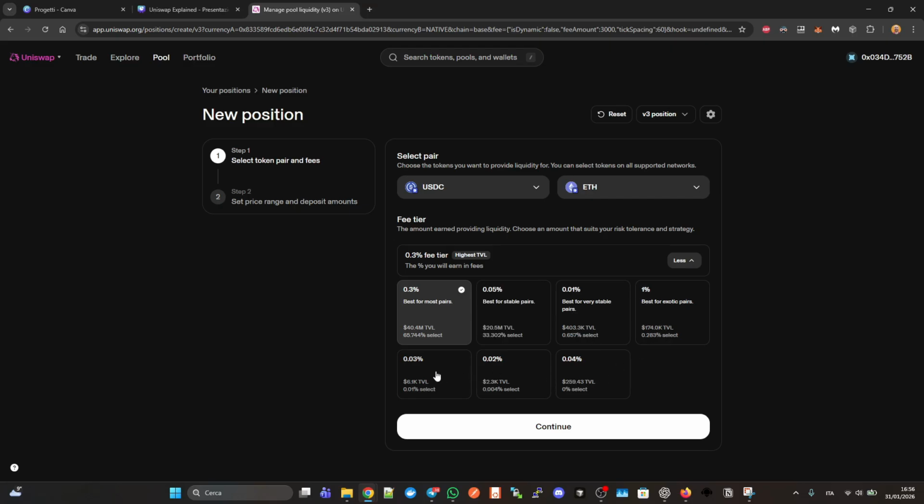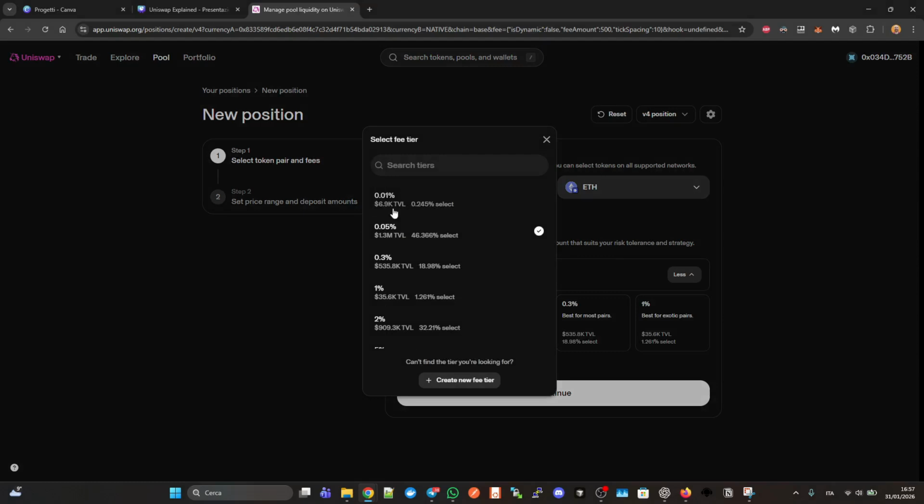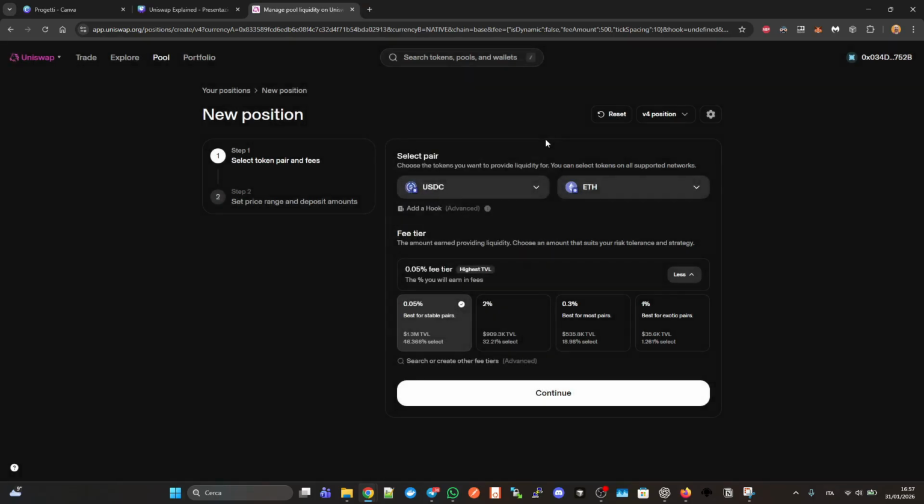These are not very used. Instead, if we go to V4, this is the most used, 0.05%, then 2%, 0.31%. They are a little bit different, but of course the main difference in V4 is that we can create our own fee tier, and we can create our hooks. So it is different for this thing here.